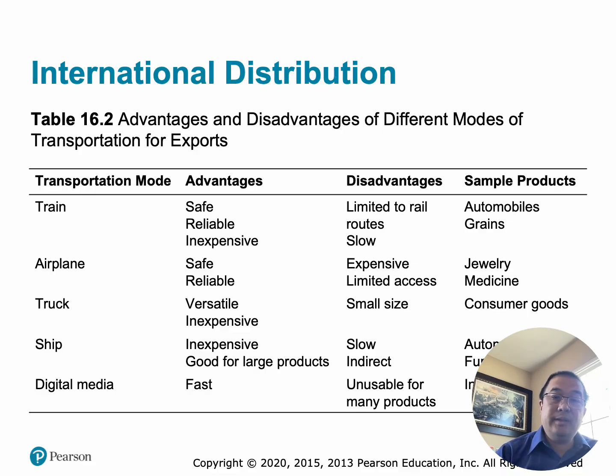Number 3, truck. Advantages: flexible routes and door-to-door delivery. It's relatively inexpensive for regional shipments. Disadvantages are it has limited cargo capacity compared to ships and trains. The typical products are consumer goods, food products, and retail merchandise. Retailers frequently use trucks to move products from warehouses to stores.